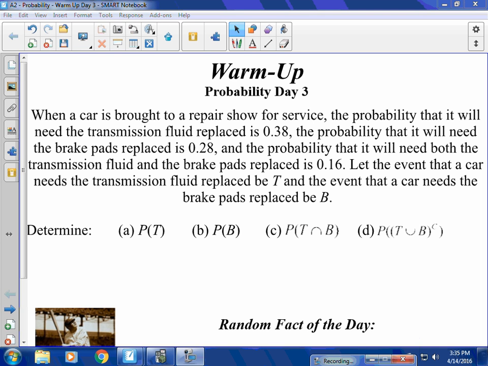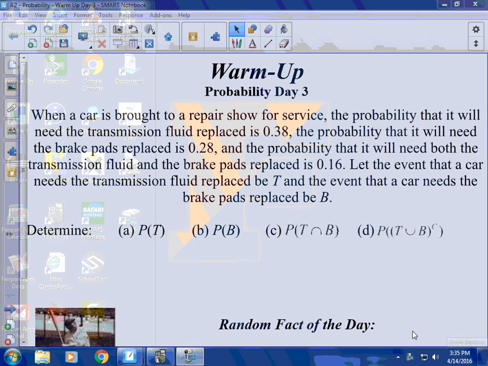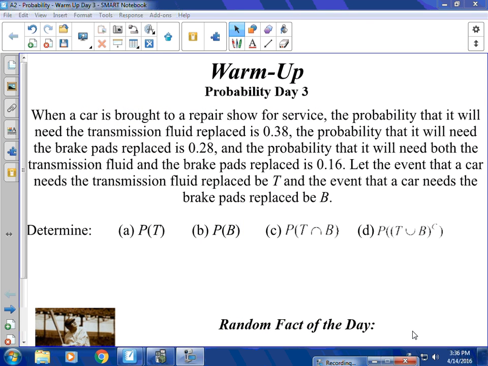All right, this is Unit 14, Day 3, Probability Day 3. Take a look at this warm-up here. Maybe pause the video for a second so you can read it and give it a shot. And when you're ready to go through it, hit play, and we'll see how you did. So go ahead.